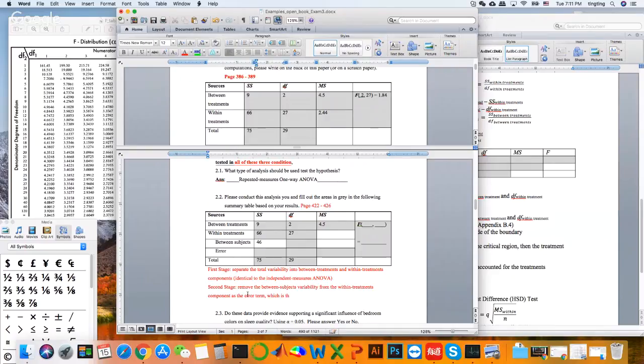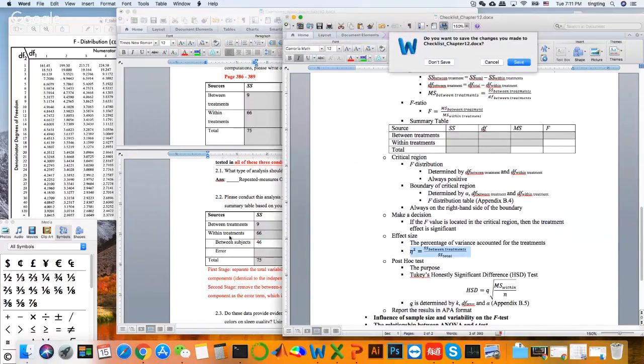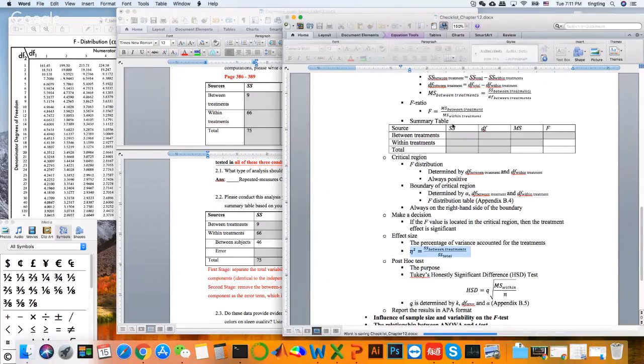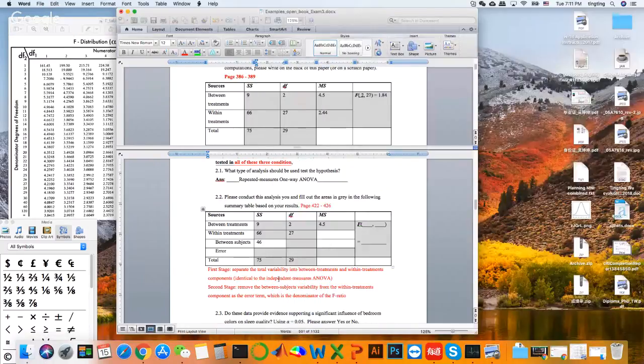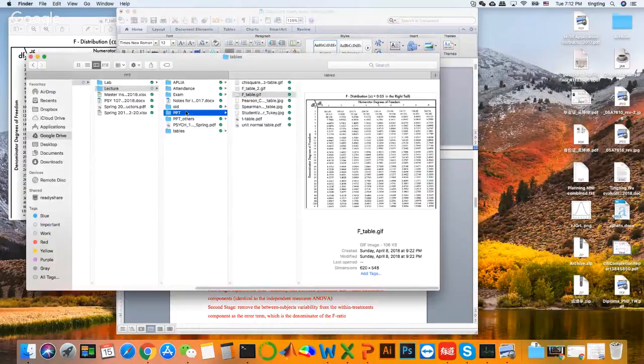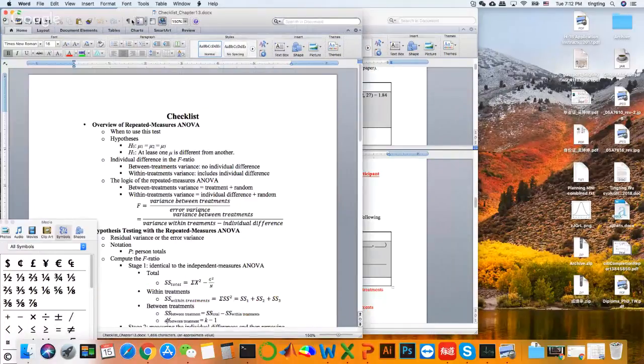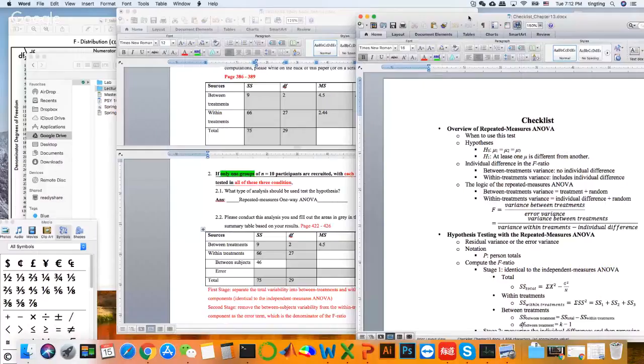Which is the denominator of the F ratio. So how to remove, right? So this one, okay, let's close this chapter. Because it is a repeated measures ANOVA, right? So then we need to use the checklist, Chapter 14 to find the formulas.